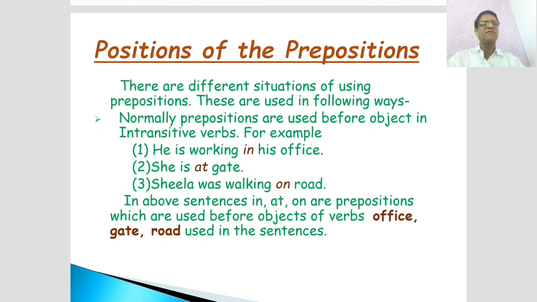Now, position of the prepositions. There are different situations of using prepositions. These are used in the following ways. Normally, prepositions are used before the object in intransitive verbs. For example, he is working in his office, she is at the gate, Sheila was walking on the road. In the above sentences, in, at, on are prepositions which are used before the objects of verbs: office, gate, road.